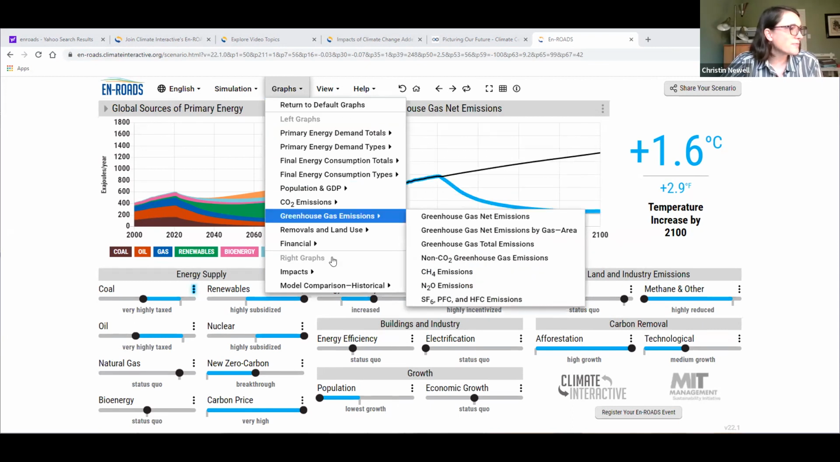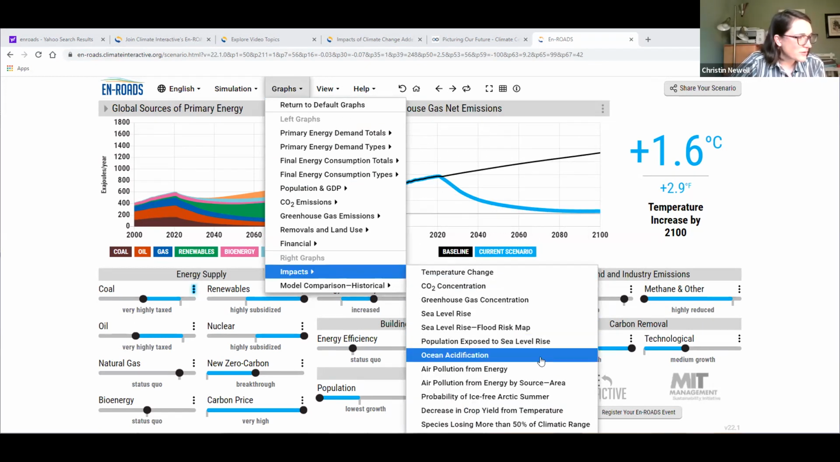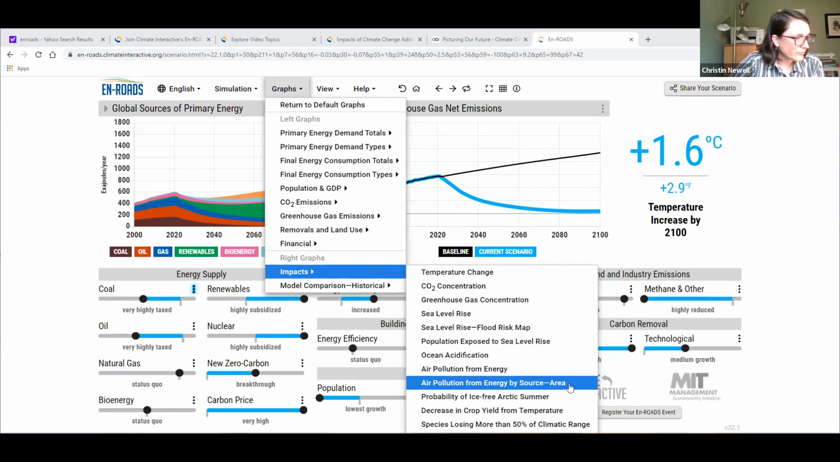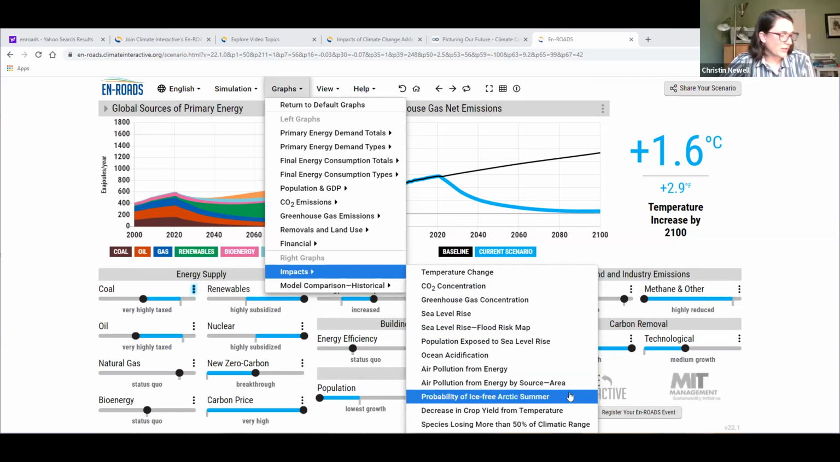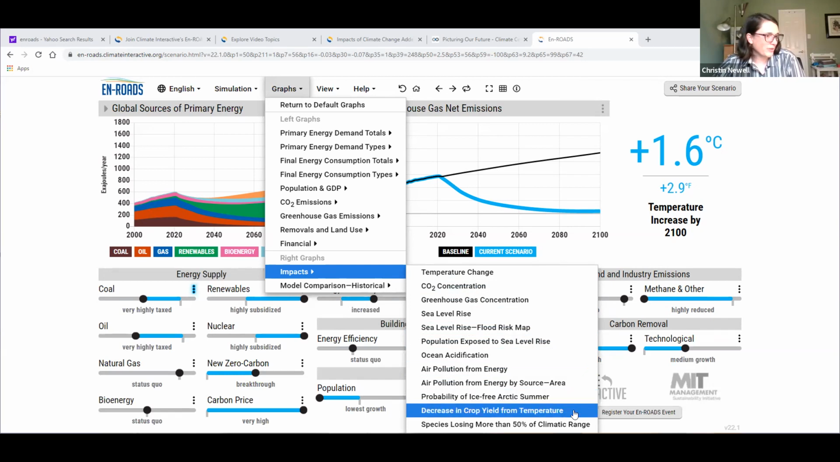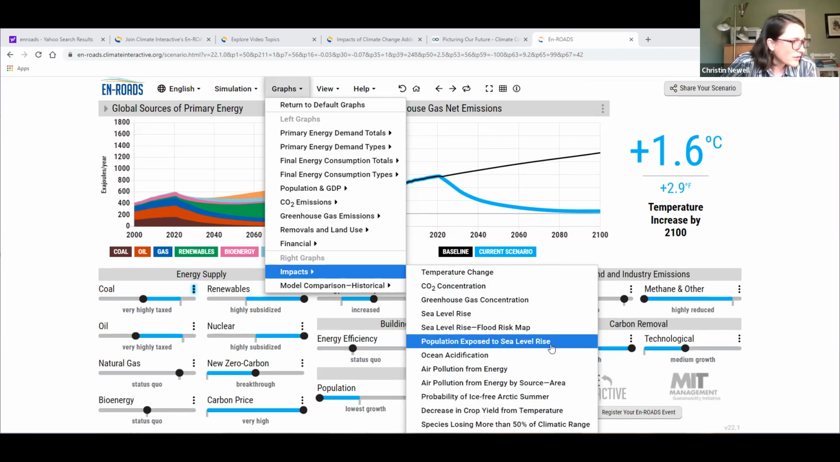All right, so graphs and then impacts. These are the new ones: probability of an ice-free Arctic summer, crop yield, species losing 50%, population exposed to sea level rise. And then, where was I? I thought there was a fifth line.